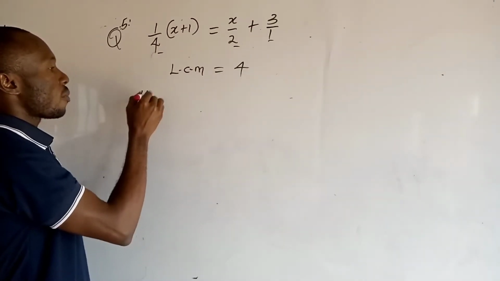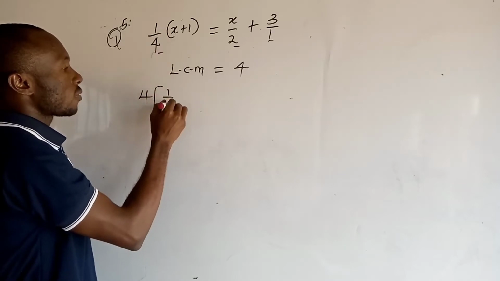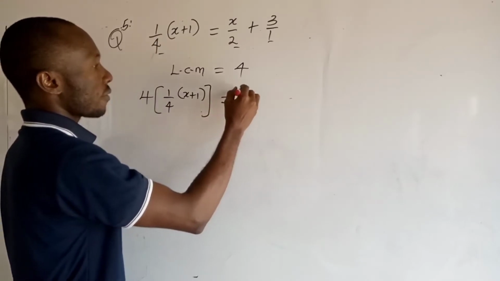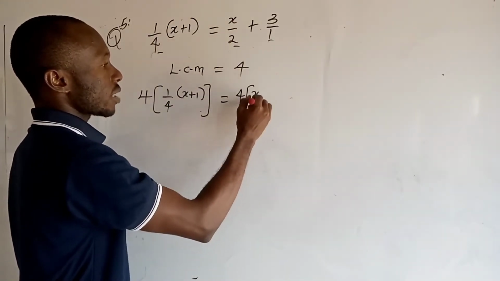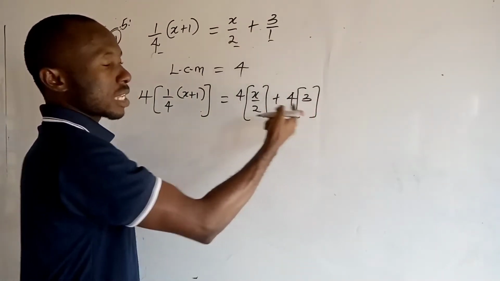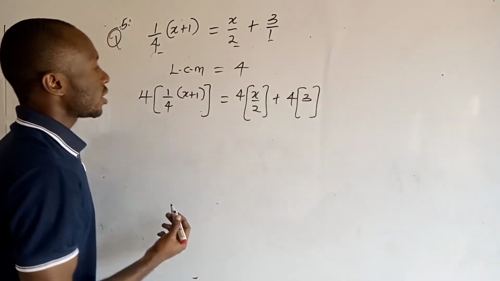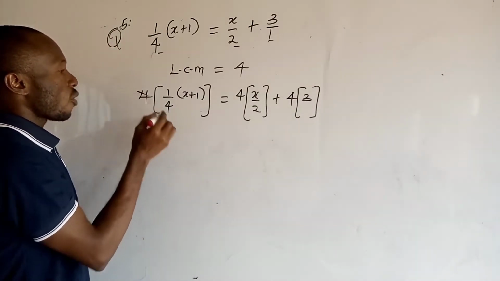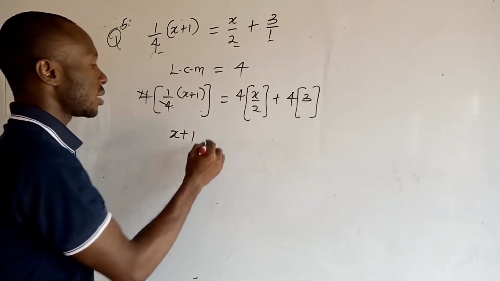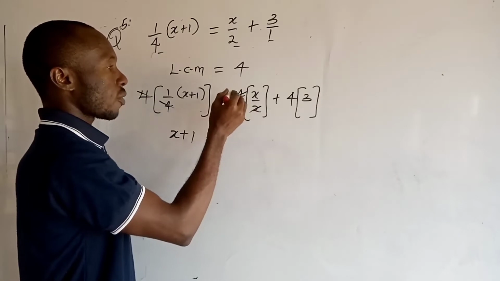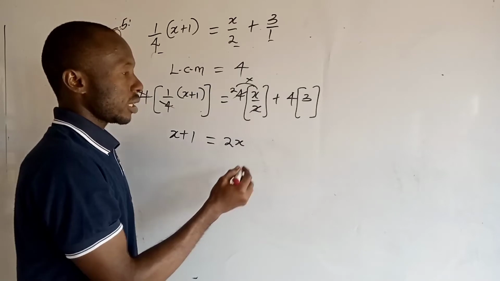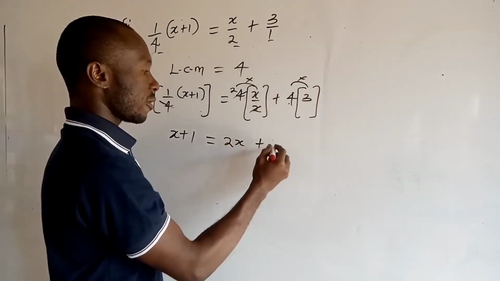So you have 4 multiplying this whole thing, 1 over 4 into x plus 1, okay, equal to 4 multiplying x upon 2, and you have 4 multiplying 3, which is the same as 3 upon 1, it's still the same thing. So here, this 4 will cancel out this 4, and x plus 1 times 1 will still give me x plus 1. Then this 2 will cancel out 4, and you're left with 2. 2 times x will give me 2x, okay, and 4 times 3 will give me 12.